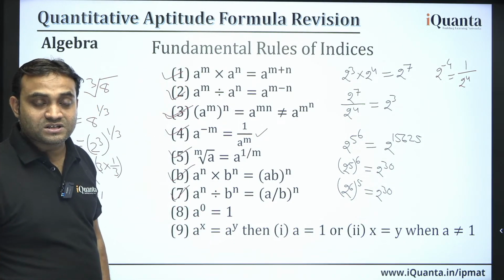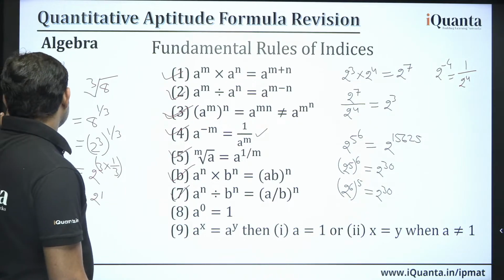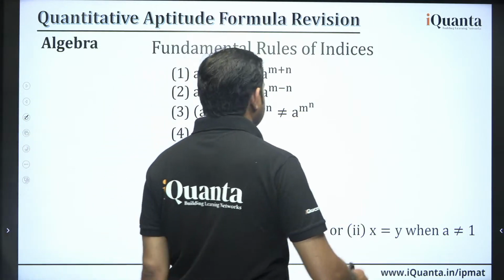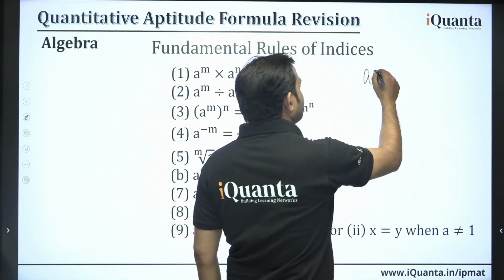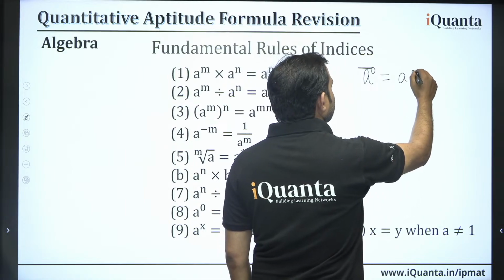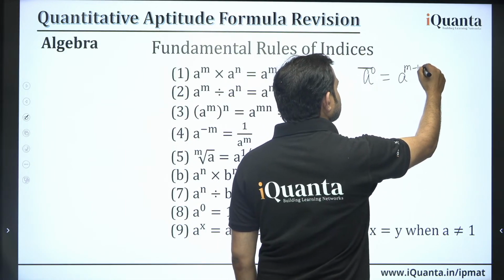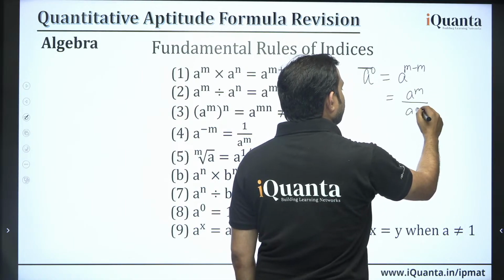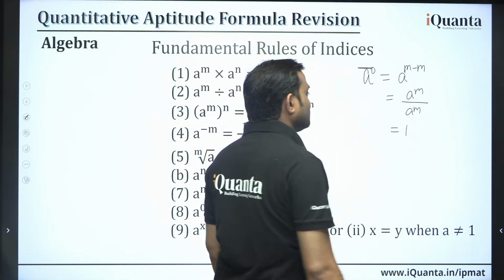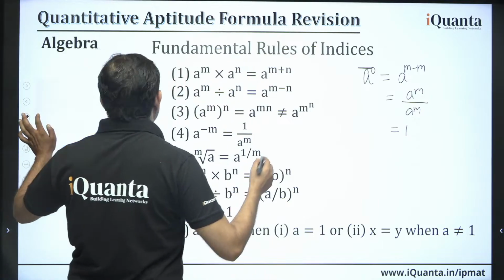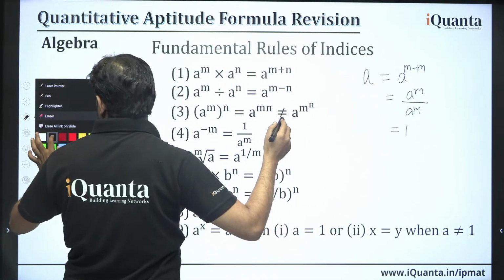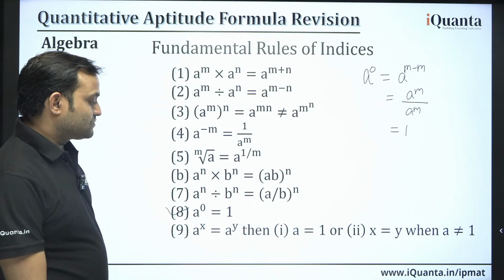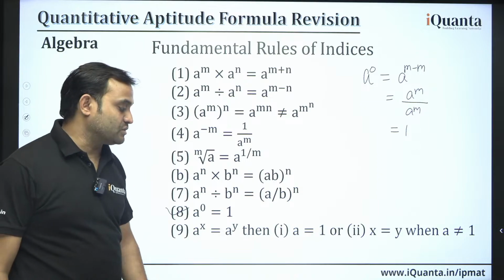Why is a to the power 0 equal to 1? Because you can see, a to the power 0 can be written as a to the power m minus m, right, and then it can be written as a to the power m divided by a to the power m, which will be equal to 1. Okay, so that's why a to the power 0 is equal to 1.